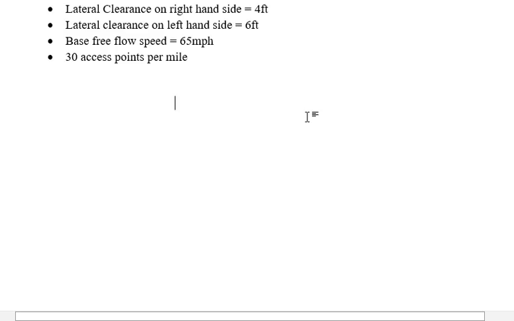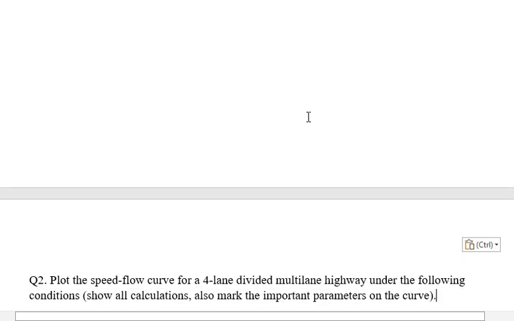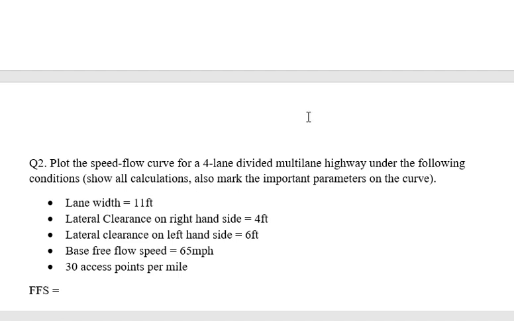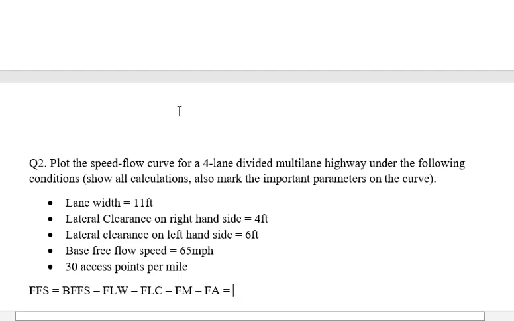Next example is related, again, to a speed flow curve, but for a multilane highway. The first thing which will change is the calculation of the free flow speed. Free flow speed will be the base free flow speed minus the factor for lane width, factor for lateral clearance, factor for median, factor for access point. Base free flow speed is given as 65.